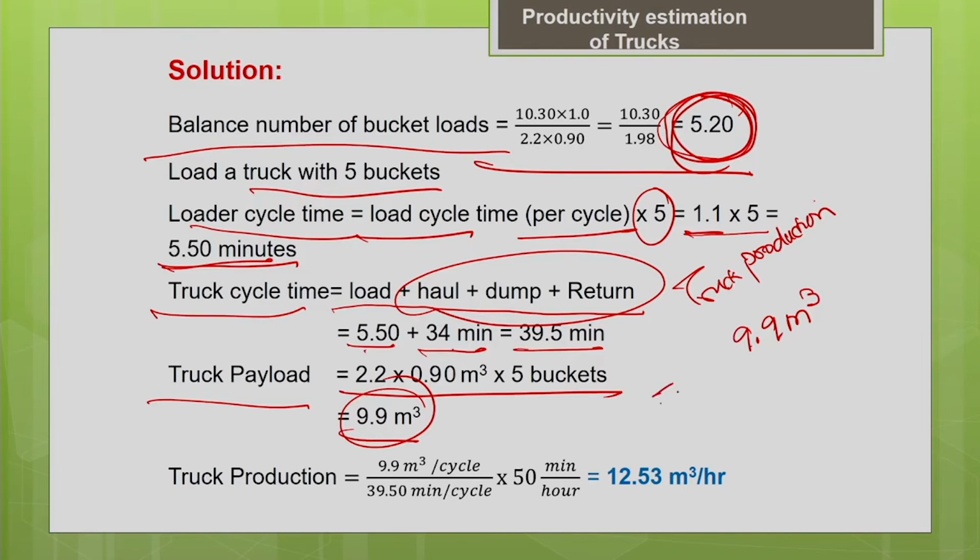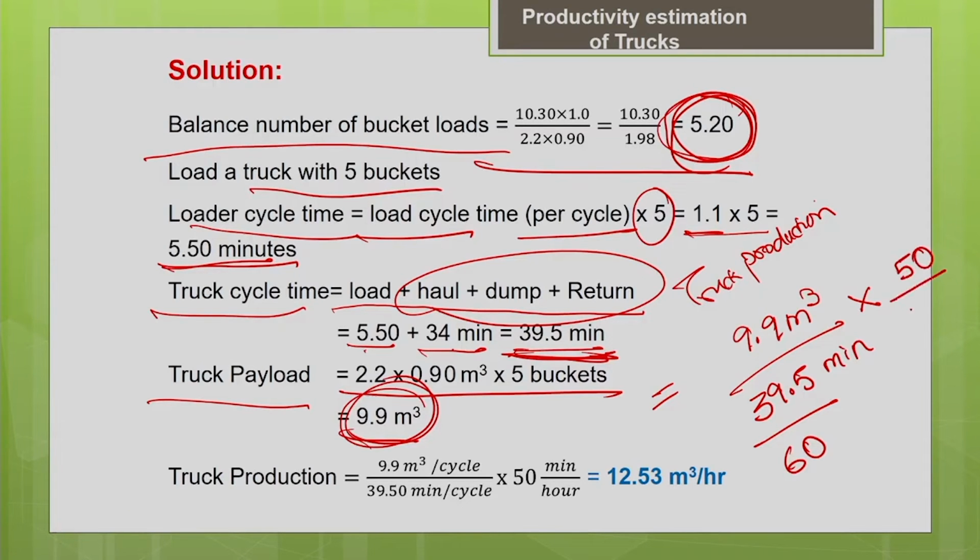Truck production is nothing but your truck payload. Here it is not full load, it is short load, 9.9 meter cube, which we have derived, divided by the truck cycle time of 39.5 minutes. Since it is in minutes, I need to convert it into hours, so let me divide it by 60. Another important thing you should never forget is job efficiency. The machine is going to work for 50 minutes an hour, 50 by 60. So this will give me the answer as 12.53 meter cube per hour. So this is how you have to estimate the truck productivity.